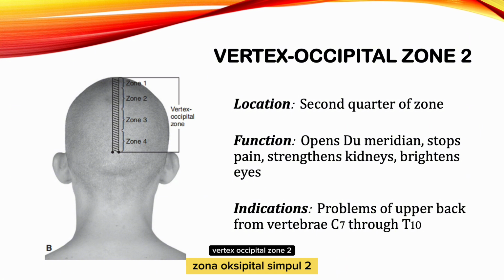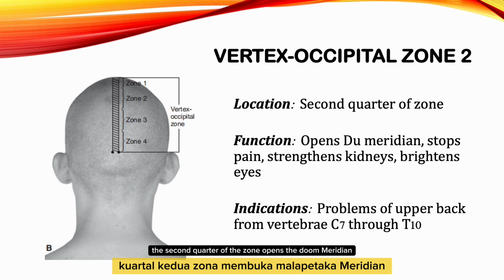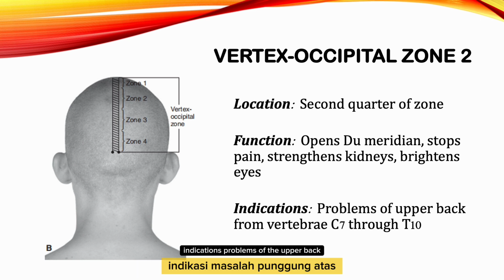Vertex occipital zone 2. The second quarter of the zone. Opens the Du meridian, stops pain, strengthens the kidneys, and brightens the eyes. Indications: problems of the upper back from vertebrae C7 through T10.